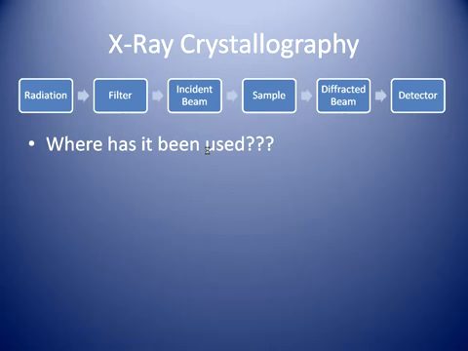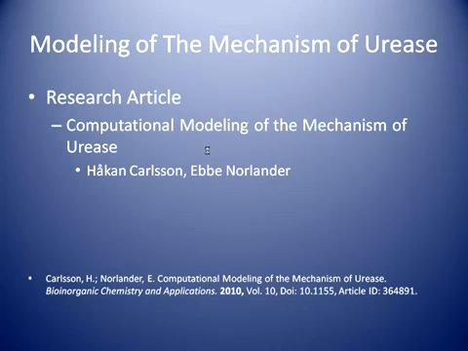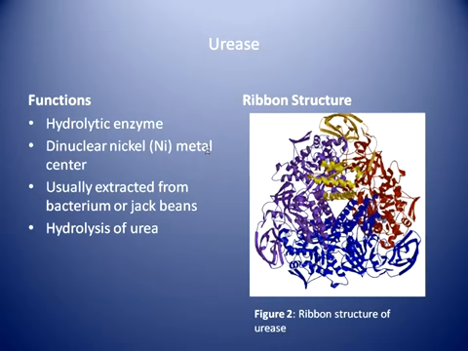Now to talk about where in research it is used. It's used in a paper that was actually just published last year, a research article on the computational modeling of the mechanism of urease. Urease, as you know from the suffix, is an enzyme. It's a hydrolytic enzyme, usually found in jack beans and bacterium, and it's found in the hydrolysis of urea into volatile ammonia and carbon dioxide.